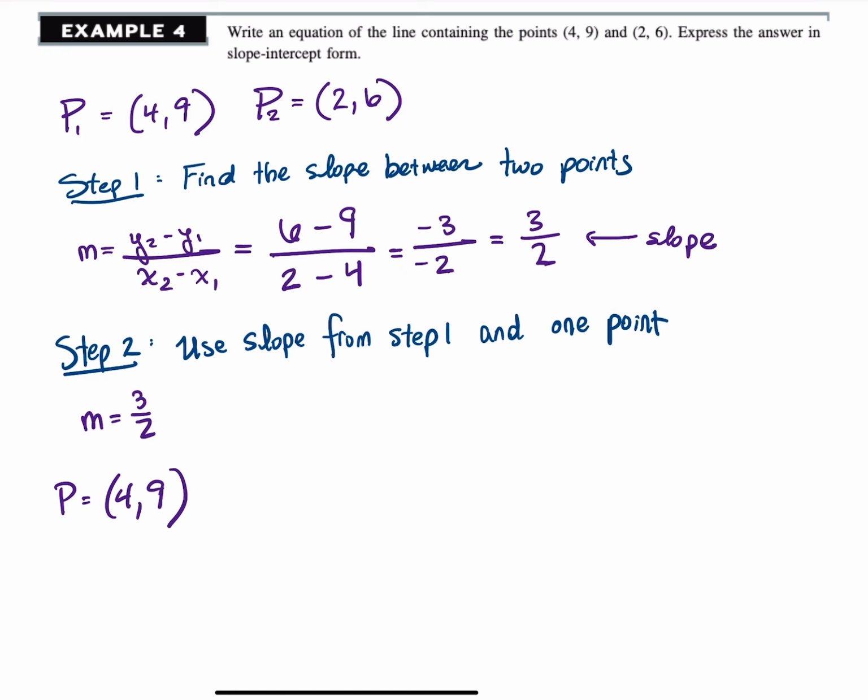So we'll plug into point slope form. So I'll write that out just to remember. That's y minus y1 equals m times x minus x1. So this will be our x1, our y1, and we have m. So let's plug in. So we have y minus 9 equals 3 over 2 times x minus 4.